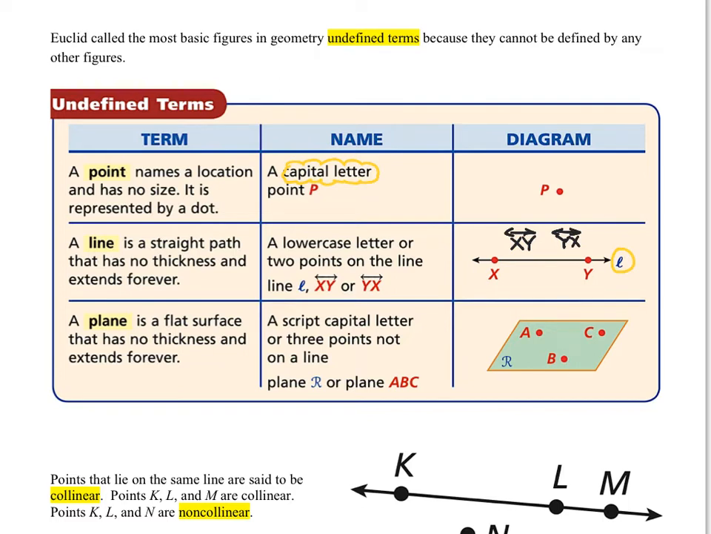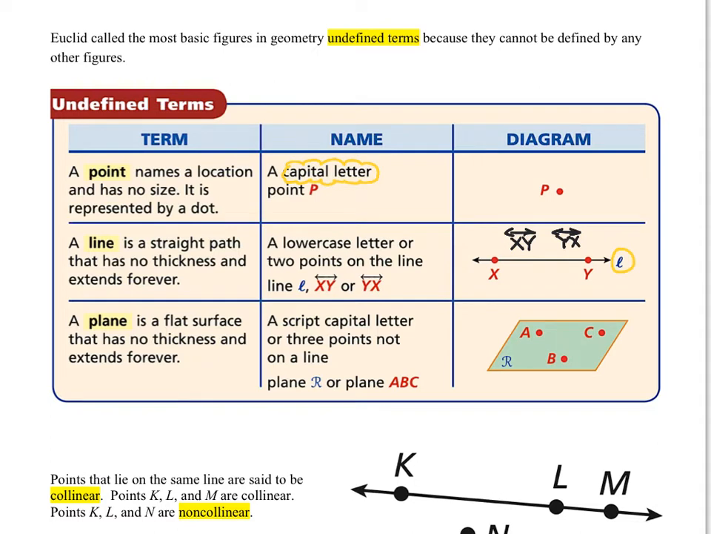That would be an example of a plane. Now, I'm not saying that the earth is flat, don't get me wrong. I know that it is not flat, but it's just one image that we can use to think of a plane. The way that we indicate a plane is either a fancy cursive letter like you see here with the letter R, or any three non-collinear points that are on the plane.